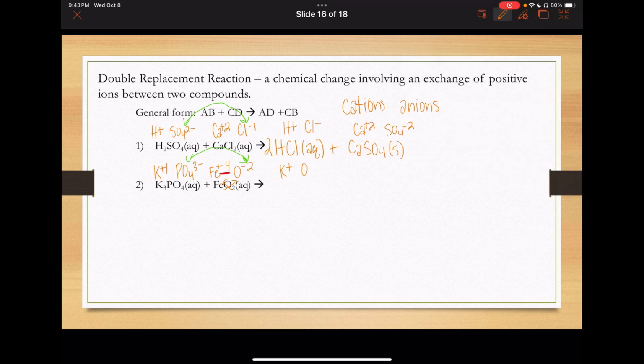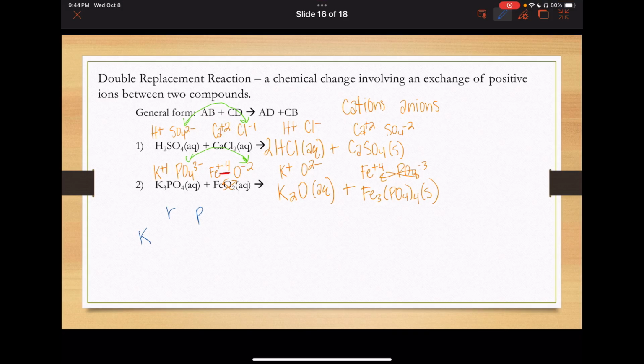K plus O2 minus, which would be K2O. And this is going to be aqueous, plus we have Fe plus 4, PO4 minus 3, swap and drop, Fe3, PO4, 4, solid. And then this one I'm going to work out because it gets a little funky. And I can't really do this off the top of my head. So reactants, products.